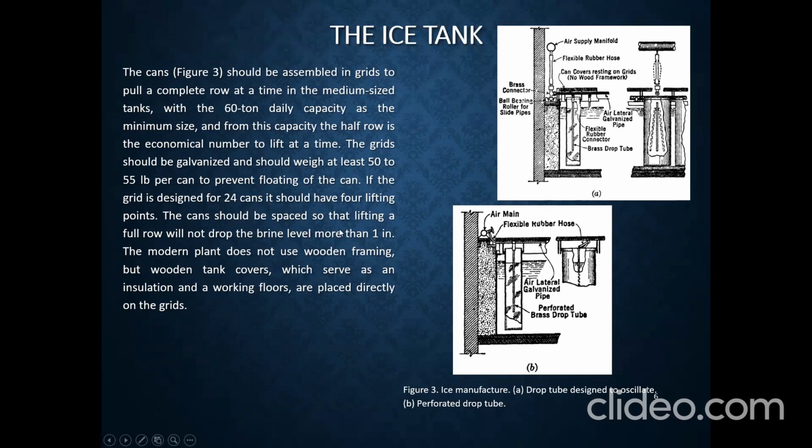The can should be spaced so that lifting a full row will not drop the brine level more than 1 inch. The modern plant does not use wooden framing but wooden tank covers, which serve as an insulation and working floors, are placed directly on the grid.